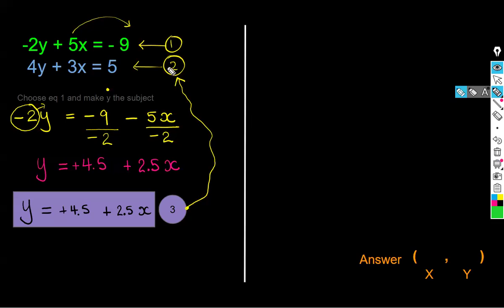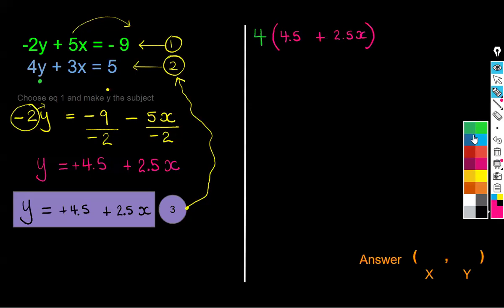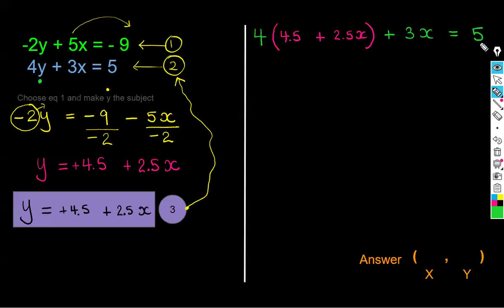So I'm going to substitute it inside here, right? So I have 4, and look at it, this y, right? I'm going to throw away this y and replace it with this expression, but I'm going to put it in brackets, right? I'm going to do it neatly. So we have 4 times 4.5 plus 2.5x plus 3x is equal to 5. Now you gotta take your time and multiply everyone in the pink brackets by 4.